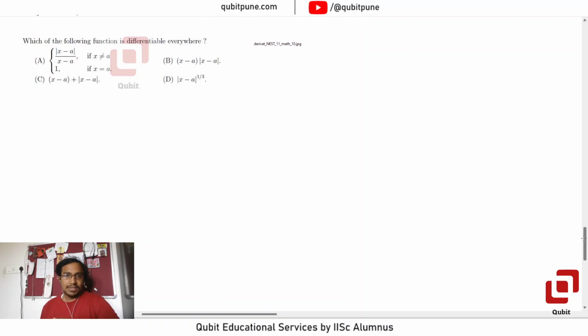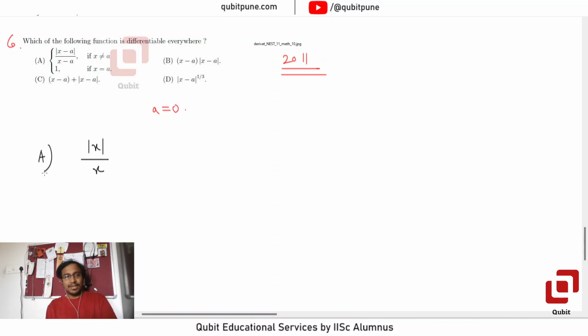Let us go to question 6. This is from 2011. Next, simple question. Which of the following functions is differentiable everywhere? Now for our convenience, let us choose a as 0. So option A becomes mod x upon x.